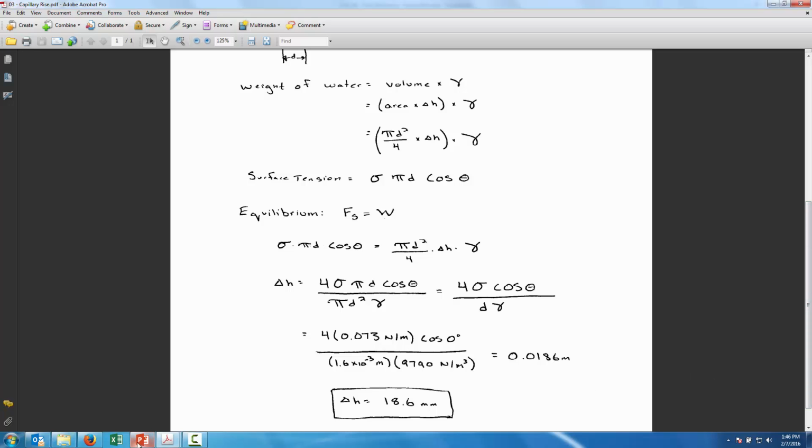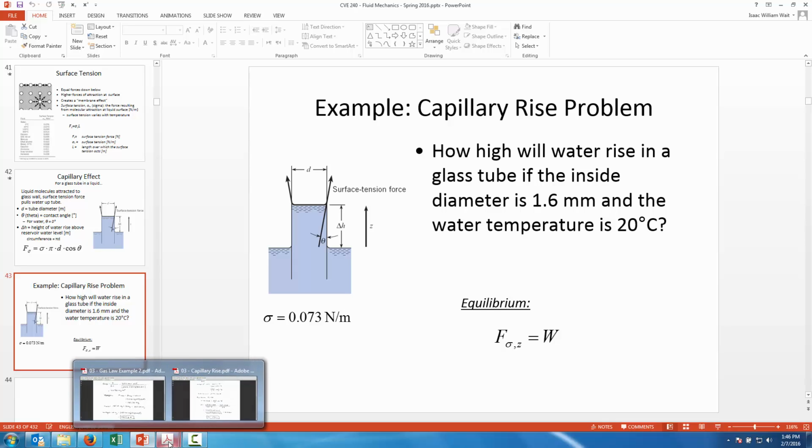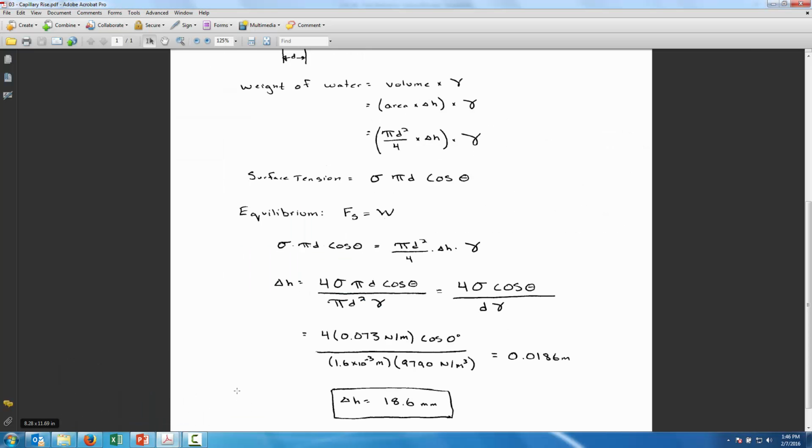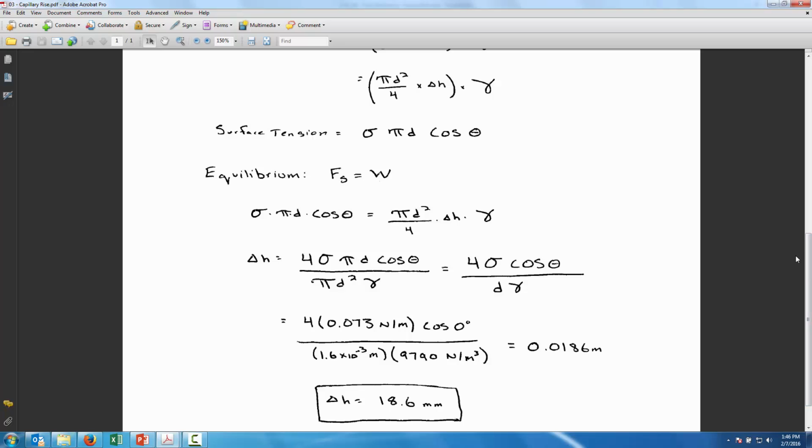All right, well, let me ask you a question then. What would happen if the tube had a smaller diameter? What would happen to delta H? Increase. It would what? Increase. Okay, there's 3 options. It can either increase, decrease, or stay the same.